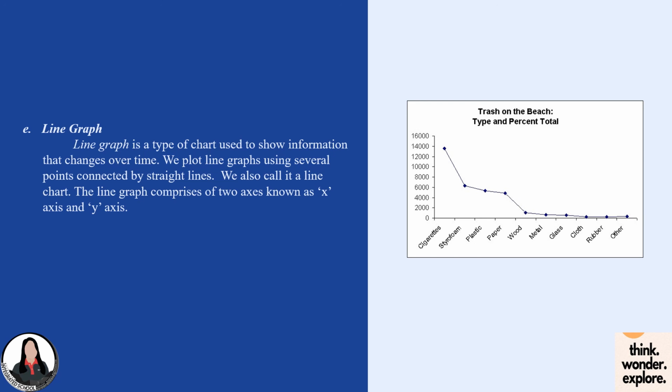Okay. So the x-axis is the vertical line, and ito yung x-axis. And then the y-axis is the horizontal line. And this is an example of a line graph. This is usually used when we have to compare the changes over time of the information.